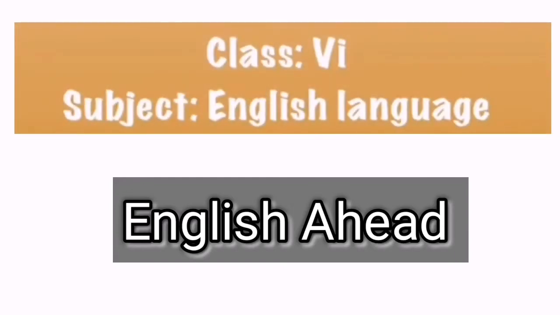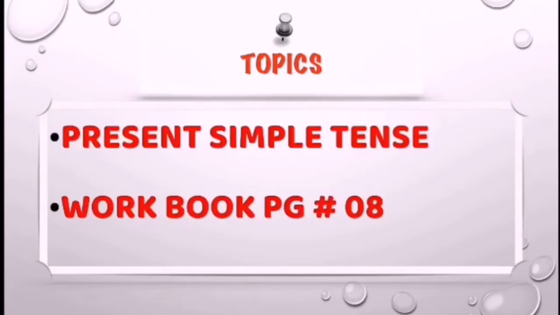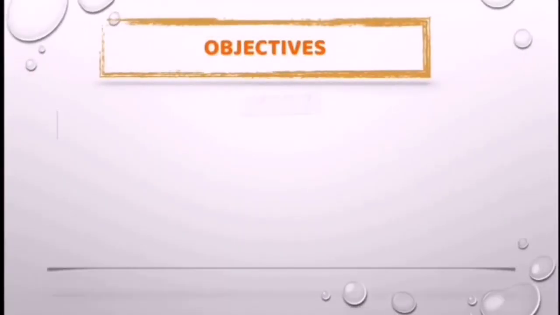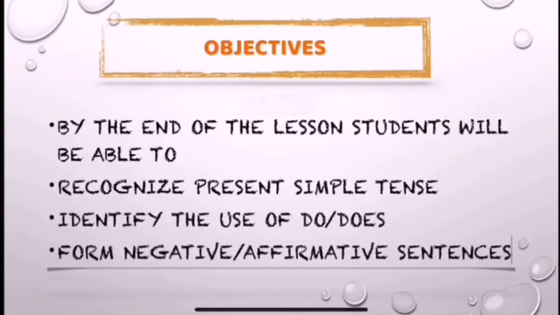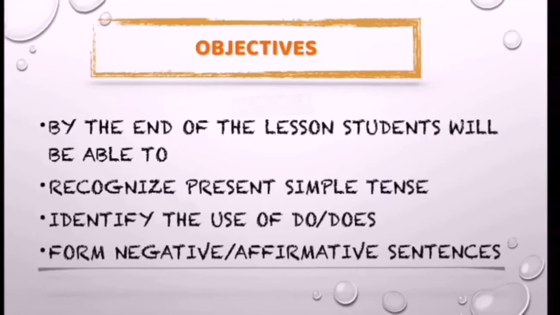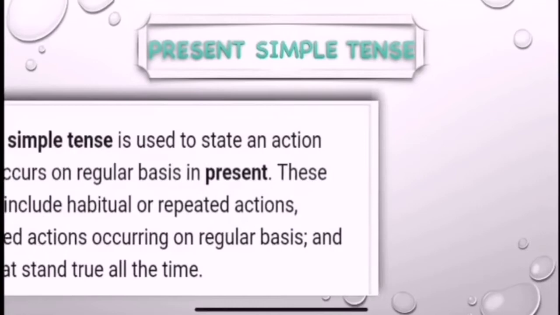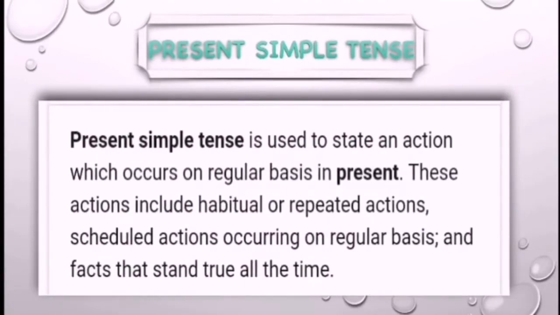Hi students, we are reading English ahead and the topic is present simple tense, workbook page number 8. The objectives of learning this lesson are to recognize present simple tense and to identify the use of do and the use of does. Moreover, to form negative and affirmative sentences. So, let's start. Present simple tense.